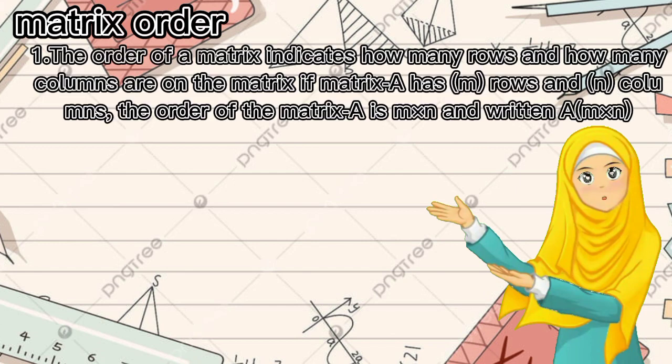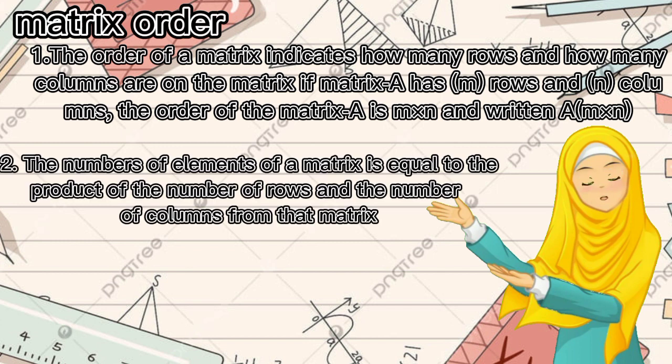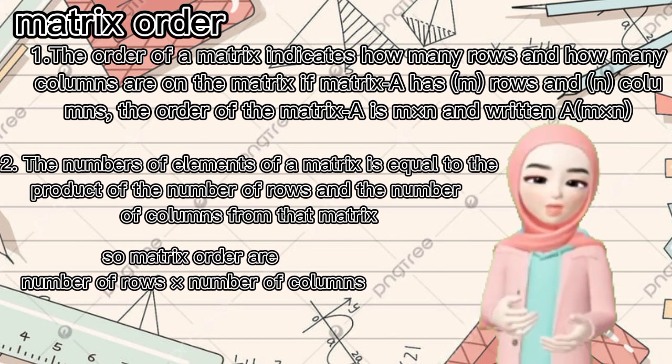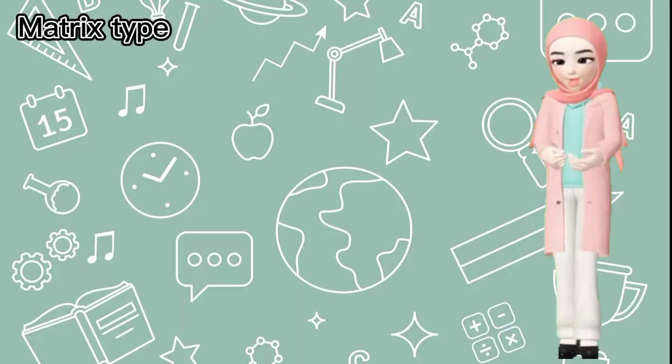Matrix order. 1. The order of a matrix indicates how many rows and how many columns are in the matrix. If matrix A has m rows and n columns, the order of matrix A is m times n, written A m times n. 2. The number of elements of a matrix is equal to the product of the number of rows and the number of columns of the matrix. So, matrix order is the number of rows times the number of columns.